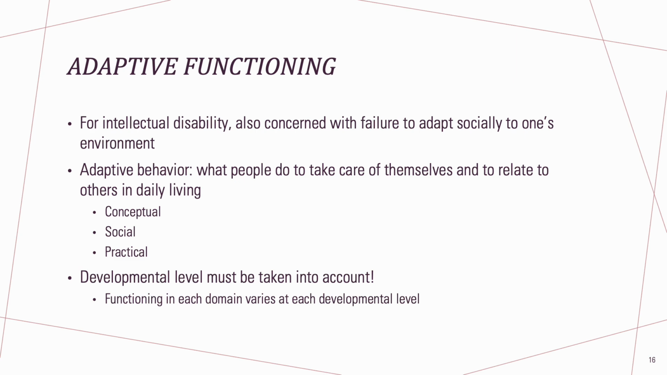And again, this is true for all disorders when we're talking about childhood and adolescent mental health problems, but especially with intellectual disabilities, we have to take developmental level into account. So functioning in each of those domains that I just talked about, the conceptual, social, and practical adaptive behaviors, those all vary at each developmental level. So we have to be considerate of where this individual lies in terms of the specific developmental phase they're in, and whether any of the deficits they're exhibiting in these areas seem to track with where they are developmentally or not.